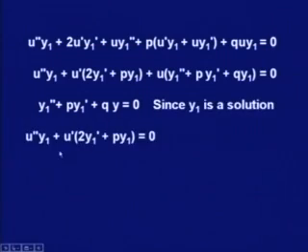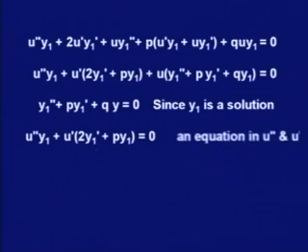This is our given equation, y double dash plus p y dash plus q y, and y 1 is a solution. So, it should satisfy the given equation. That means this expression should be 0, because y 1 is the solution of the given equation. What remains is u double dash y 1 plus u dash 2 y 1 dash plus p y 1 is equal to 0.